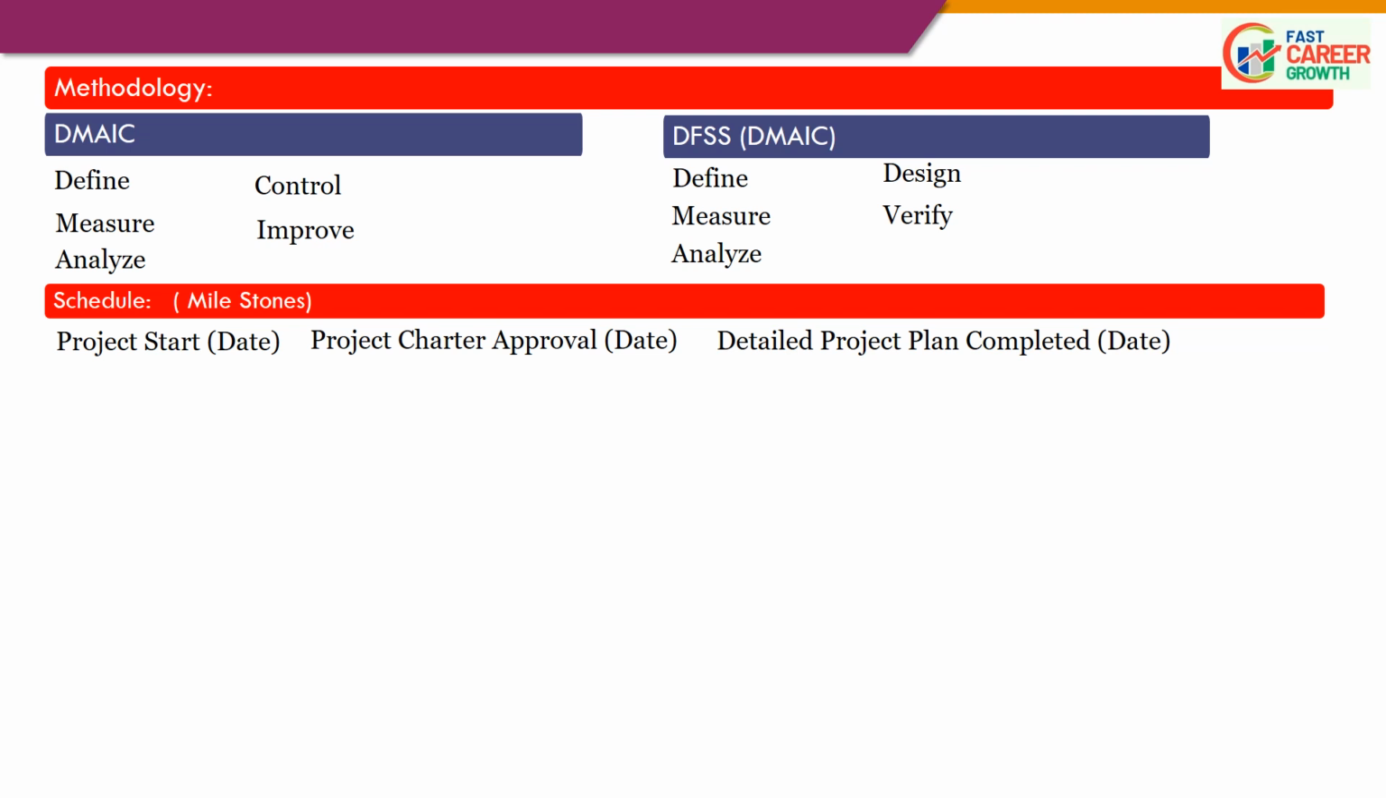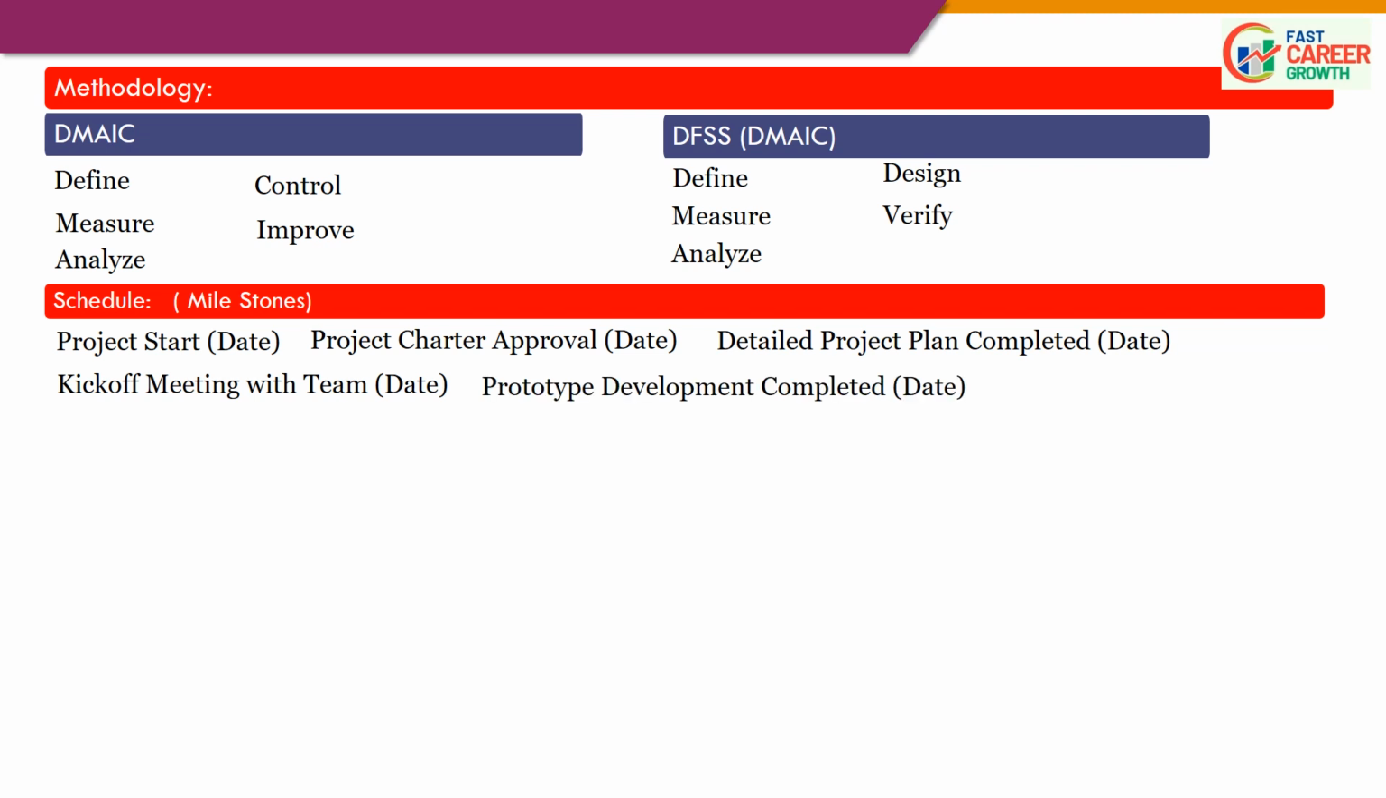Detailed project plan completed date. Completion of the detailed project plan, including scope, schedule, and resource allocation. Kickoff meeting with team date. Start of the execution phase with a team kickoff meeting. Prototype development completed date. Completion of the initial prototype or key deliverable. Final deliverable completed date. Completion of the final project deliverable. Project closure date. Formal closure of the project, including documentation and handover.